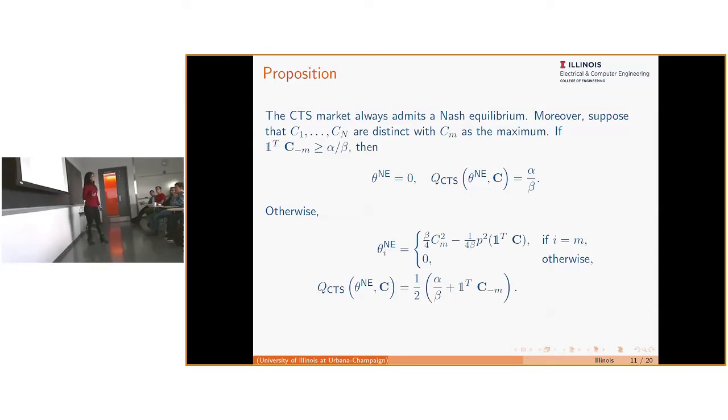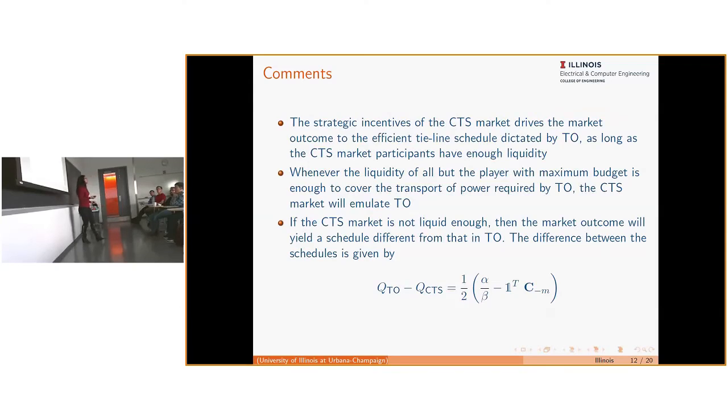Questions? Okay. So what this result shows is that the incentives of this mechanism design are in line with our theoretical optimization method, and actually the CDS market would lead to exactly the same outcome provided there is sufficient liquidity in the market. However, when that is not the case and we have an illiquid market, then the CDS schedule will be different from our optimal, and the difference will depend on the liquidity shortfall. And the player with the maximum liquidity appears to be pivotal.